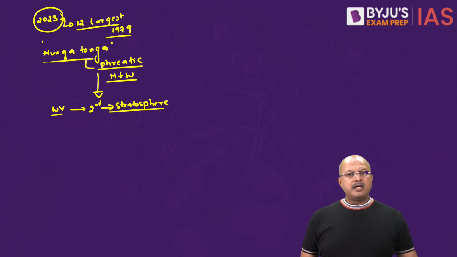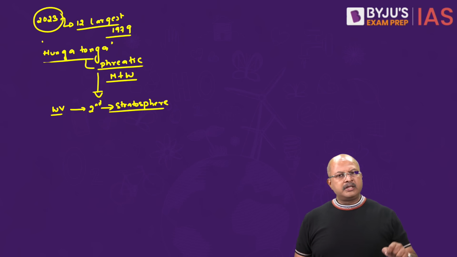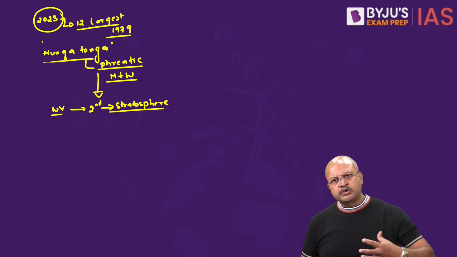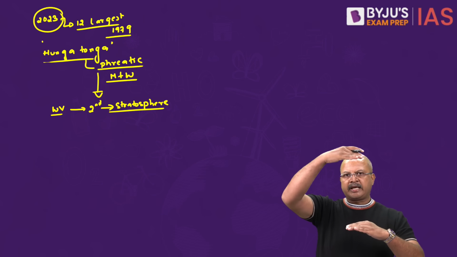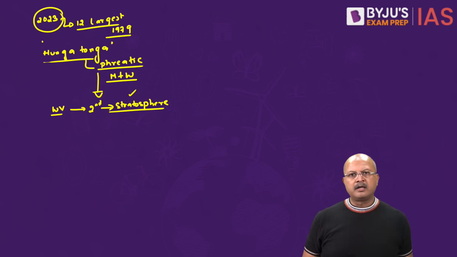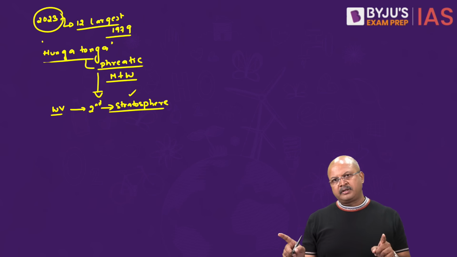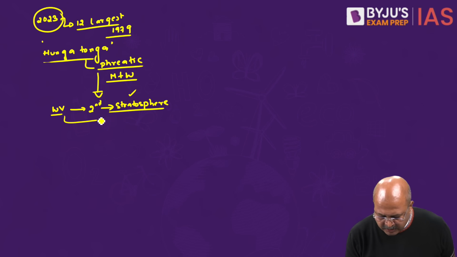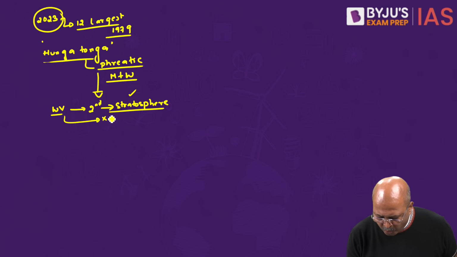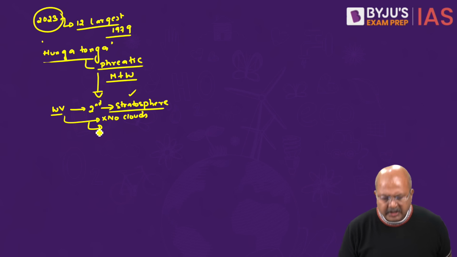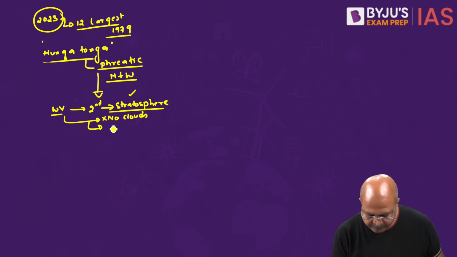Now, if this water vapor is found in the first layer, that is the troposphere, it can lead to the formation of clouds which can bring precipitation. But the moment it reaches the second layer, the stratosphere, it behaves differently. In the second layer, the water vapor does not form any clouds, so it forms no clouds or rain. Apart from that, it is also a greenhouse gas.